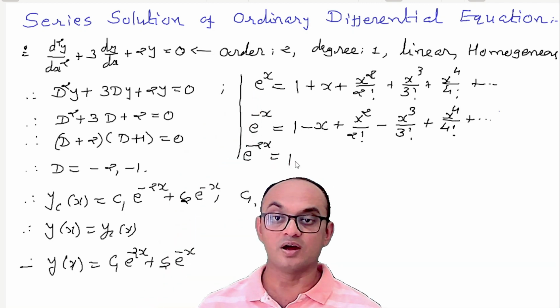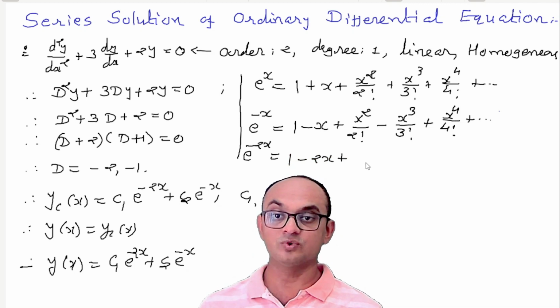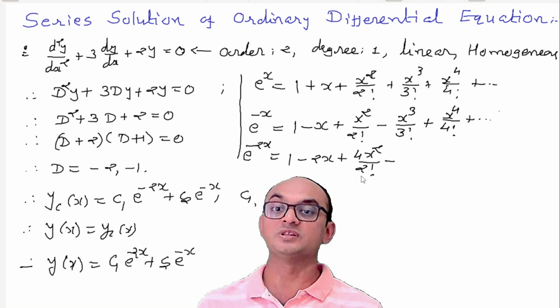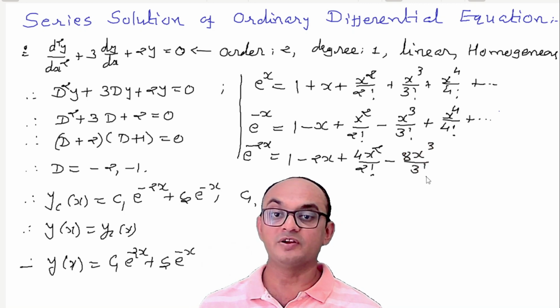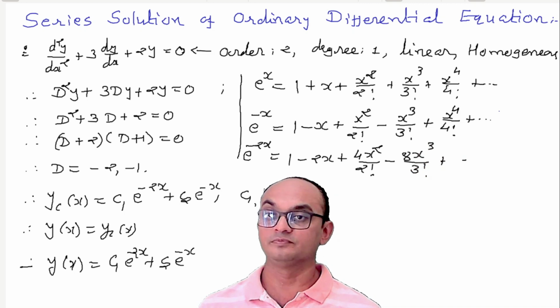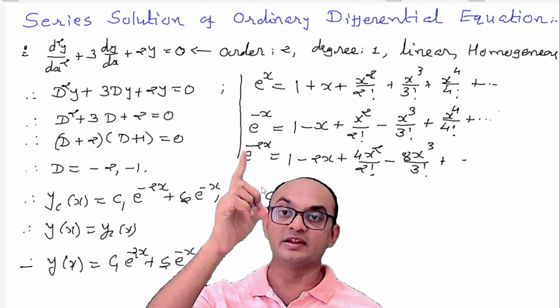I write minus 2x in place of x. Right. So this is 1 minus 2x plus (minus 2x) whole square, which is 4x square divided by 2 factorial, minus, so actually this is (minus 2x) whole cube, that is minus 8x cube divided by 3 factorial, and so on.